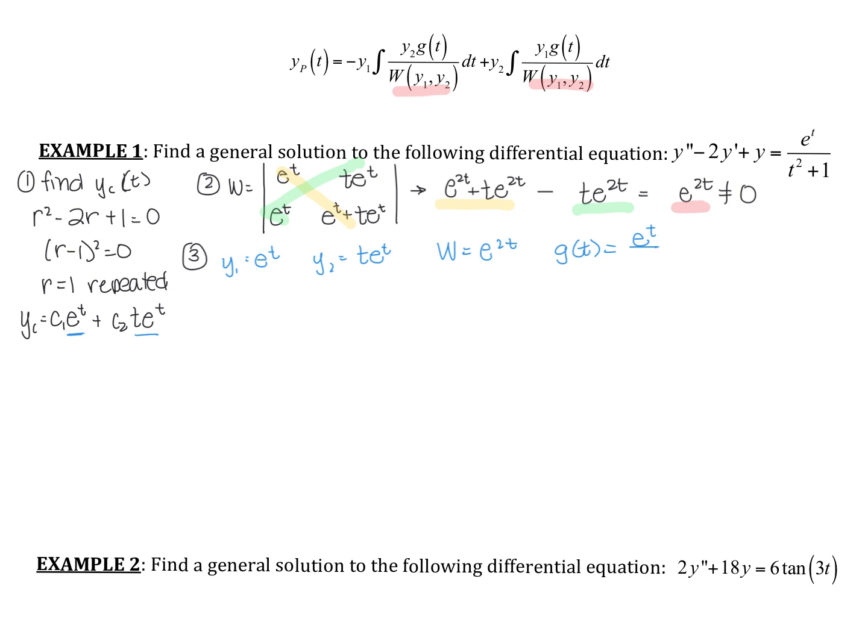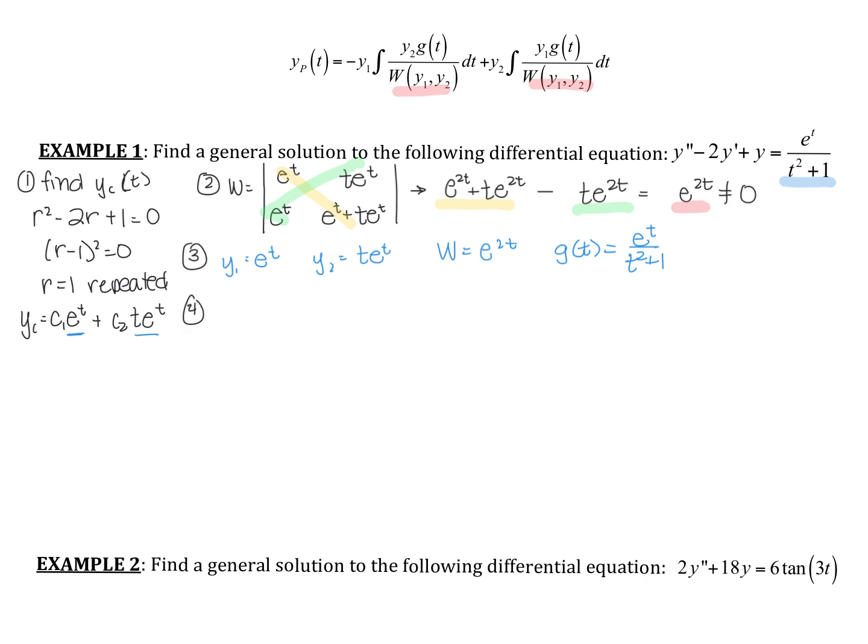Sorry, it does not say e to the 2t. It says e to the t over t squared plus 1. And that comes from this g of t that the function equals. So there are all my pieces for me to fill in this particular solution. I'm probably not going to write that every time. I just wanted you to see what it was, so you could see our particular solution.